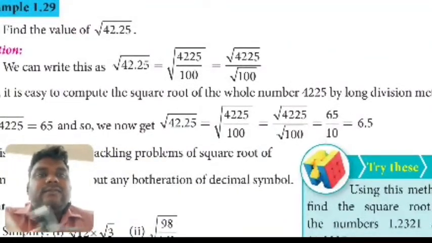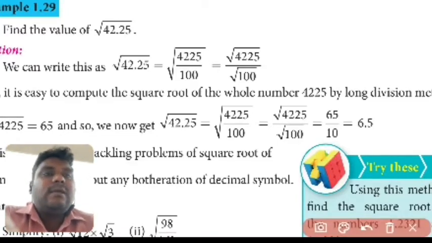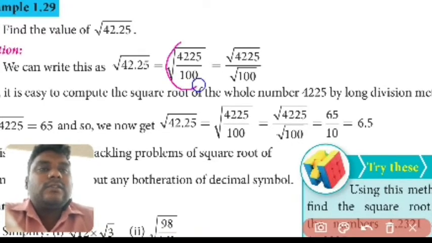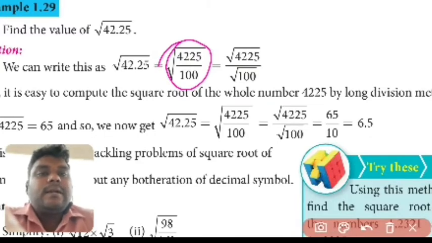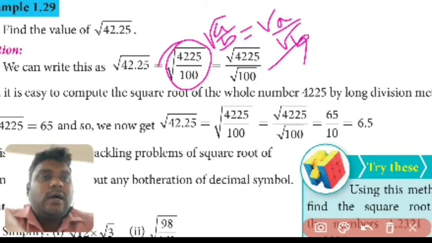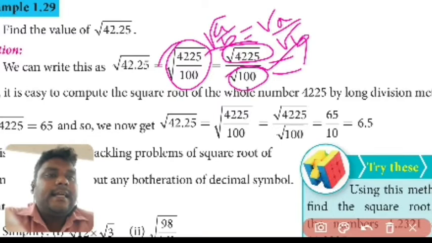I repeat. Find the value of root of 42.25. The given number is in decimal form, so we make it a non-decimal term, which is why we divide by 100. How many decimals are there? 2 decimals, so we divide by 1 followed by 2 zeros. Next I use the quotient rule, root a by b equals root a by root b. After that we want the square root of 4225, and we know that the square root of 100 is 10.